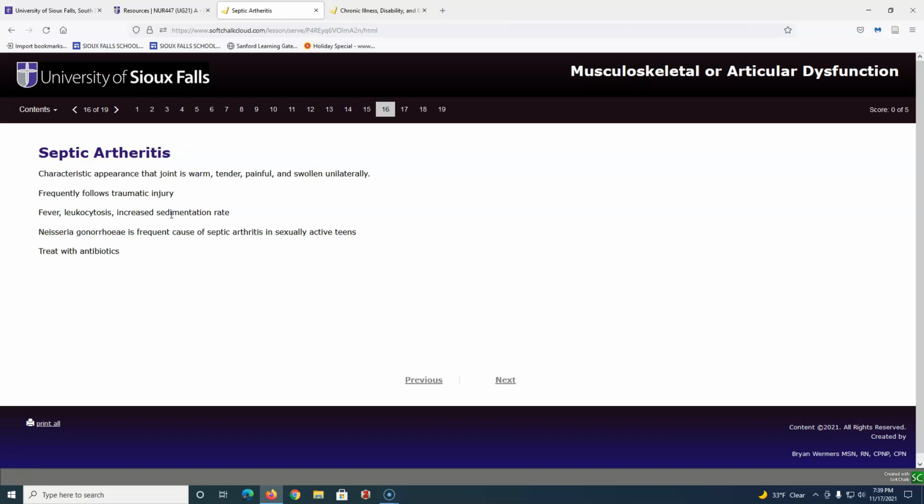Septic arthritis, so this is where the joints are warm, red, tender, swollen. This is usually a unilateral thing, as opposed to some bilateral things that we'll see later. This is often related to traumatic injury. This could be from getting cleated in soccer or some kind of a puncture type of situation. But they present with fever, leukocytosis, increased ESRs. If they're sexually active, or even in infants, gonorrhea might be a cause.